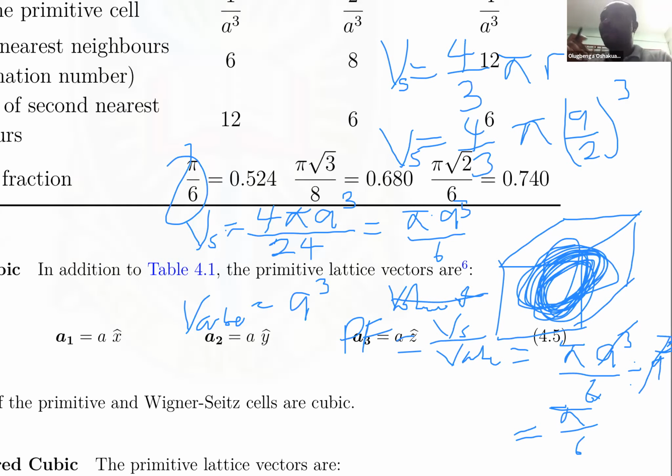Now, the same thing applies to a face-centered cubic. You are trying to put 4 spheres into a cube of volume a cubed. What will be the size of those 4 balls that will occupy the largest possible volume within the cube? Having put the 4 spheres in, you now calculate what fraction of that cube is occupied by spheres. So if we do what we have done for simple cubic for body-centered cubic, we have 0.68, which is pi root 3 over 8. And when you do the same thing for face-centered cubic, you would have 0.74.